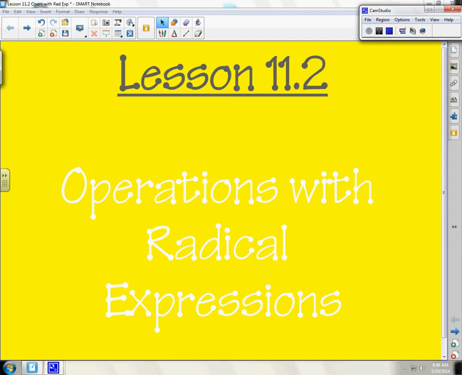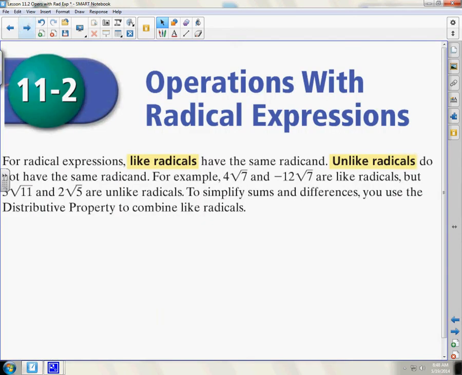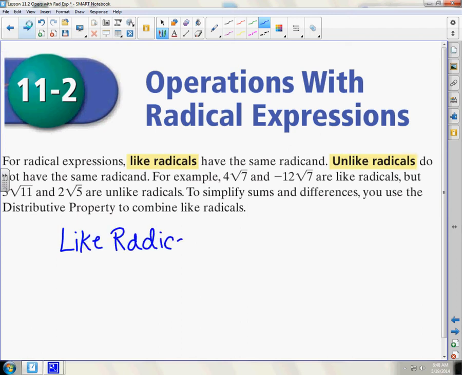Hey guys, this is 11.2, Operations with Radical Expressions. So first I'm going to have you copy down these two things. So we have like radicals and we have unlike radicals.